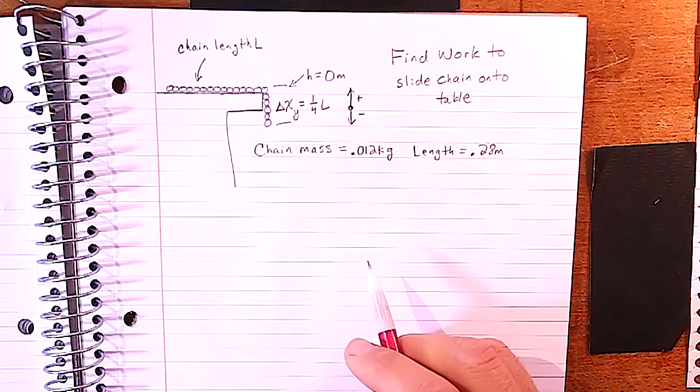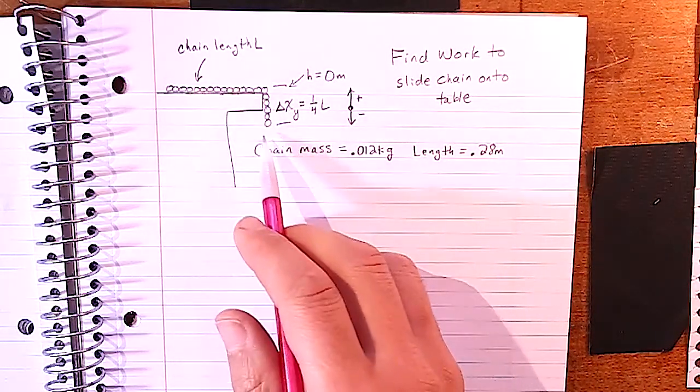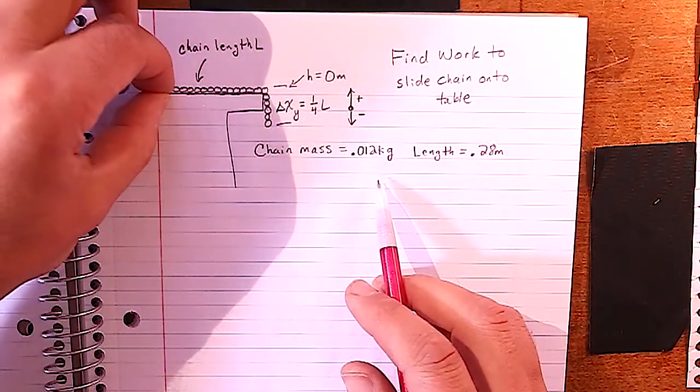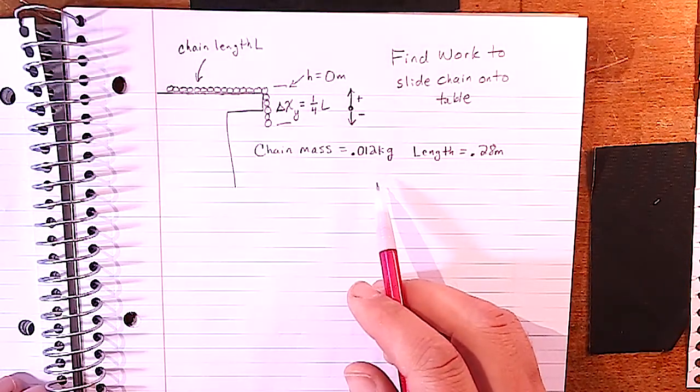Okay, so here's the problem. You have a chain of length L, and it's hanging over this table edge, and you grab onto it and you pull it up onto the table.